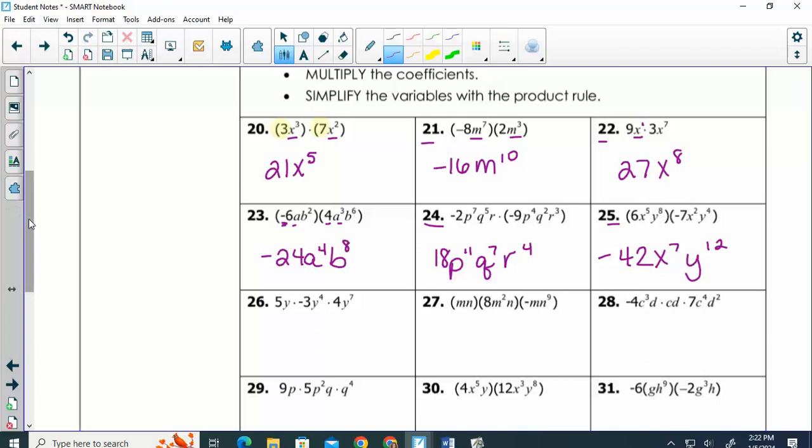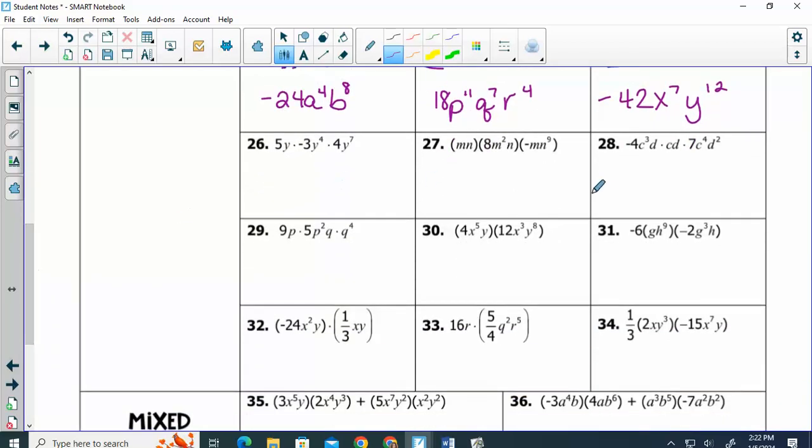Alright, so 26, we're doing the same thing, but we have more terms now. So it's still the same idea. We have to multiply all of these coefficients together. So 5 times negative 3 times 4. And then we add all of these exponents. So 1y and 4y's and 7y's would be y to the 12.